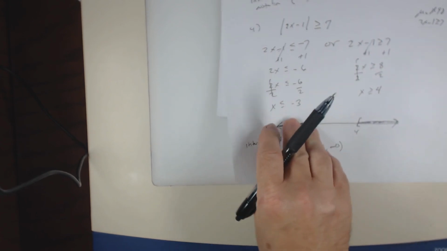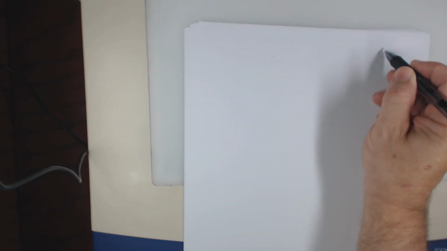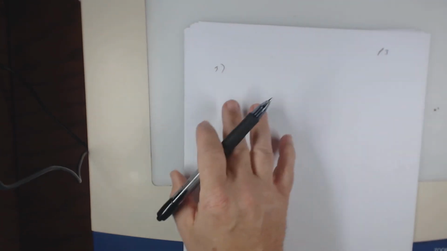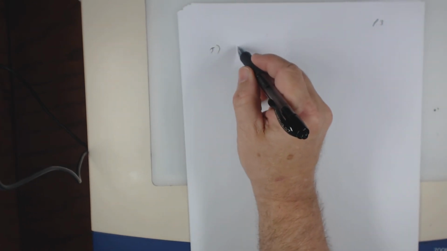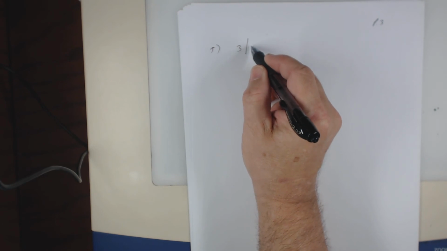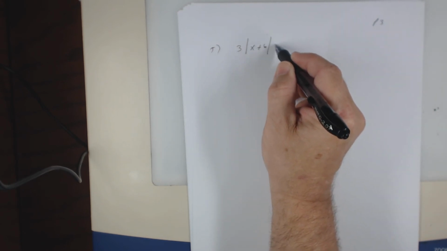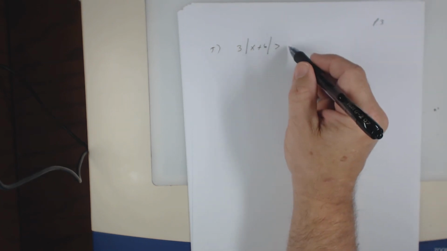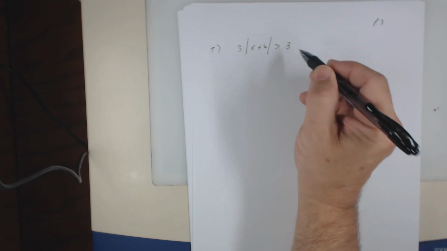Okay, let's do one more with this. Let's look at this one. All right, suppose you had 3 times the absolute value of x plus 6 is greater than, let's say, 3.